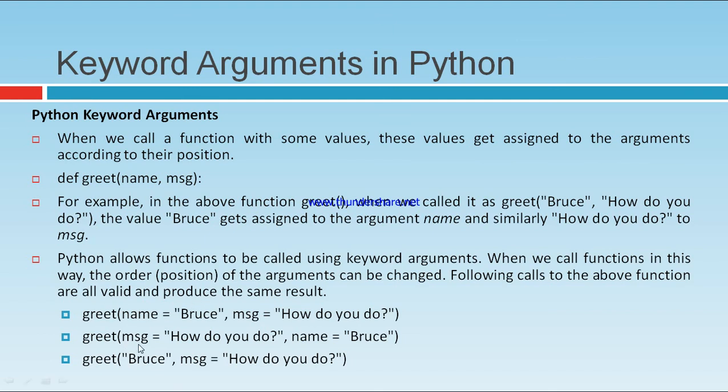Just see greet message. If we change the sequence, message is there at the first, message how do you do, and the name is there at the last, then also the computer stores Bruce in the name variable and how do you do in the message variable. Right? Just see the third one, greet Bruce. We can call this greet function in these different ways. Just see these three different calling statements. These are known as keyword arguments if we use the argument name in the calling statement with value.